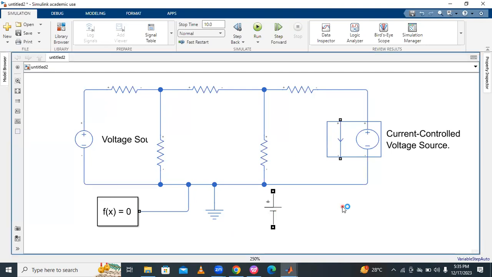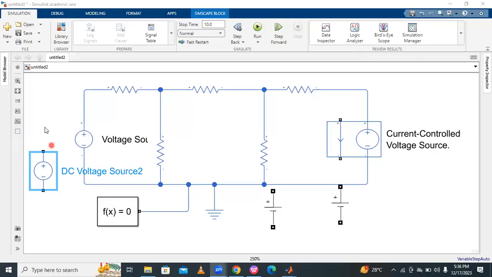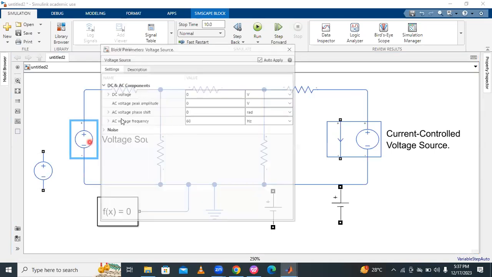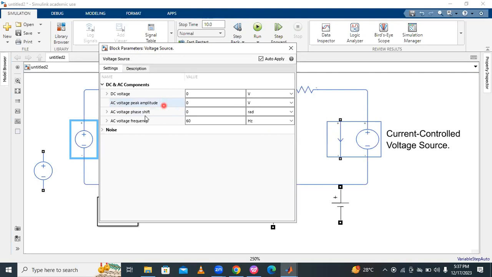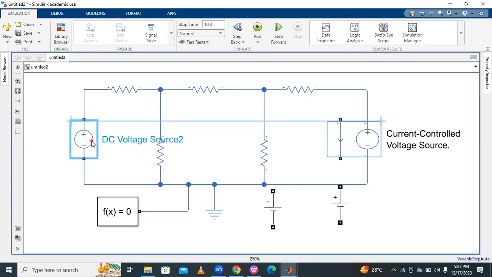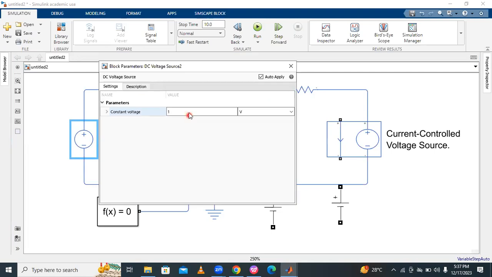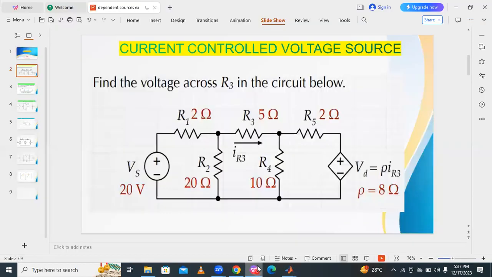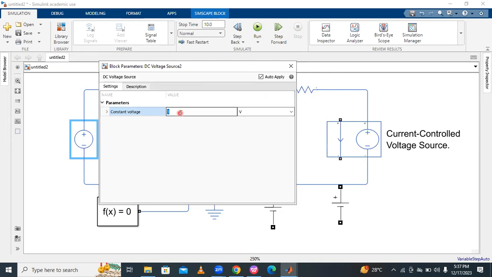This is called the Simscape elements. Take another DC voltage source and select this type. This voltage source has AC voltage, peak amplitude and AC voltage phase shift. These are not required. Only the DC magnitude is required, constant voltage. So I delete this and place it here and open this DC voltage source. What is the DC voltage? 20 volts. Then okay, close.